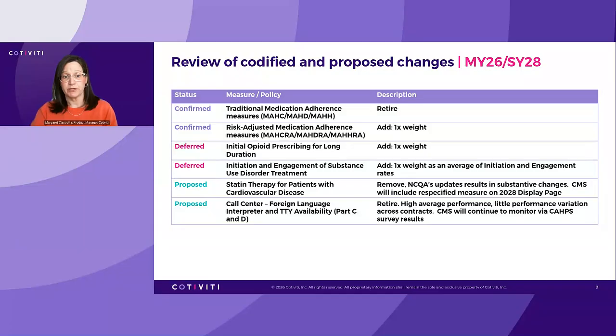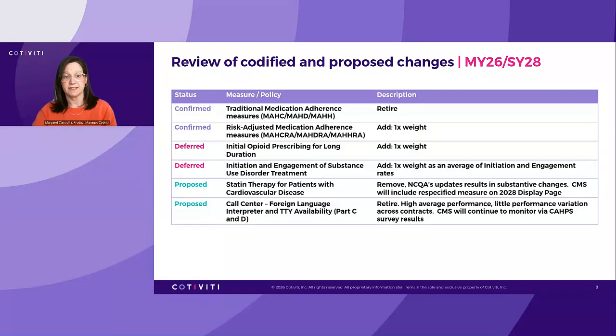CMS has previously proposed to add the opioid prescribing for long duration measure and the substance use disorder IET measure to the STAR ratings program in 2026. However, they did not codify those changes and have not provided any updated direction on them. They may still add them to the STAR ratings program in a future year, but it's not likely those additions will occur in 2026, since the measurement year is already underway.